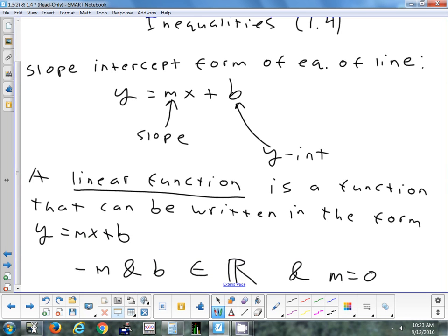Okay, and specifically, I'm going to write this the way the book does. Your slope and your y-intercept have to be real numbers. That's what that symbol means. It means it's an element of, or it's part of the set of real numbers. And your slope cannot equal 0. If your slope equals 0, that's a different kind of equation. We've done some graphing where the slope is 0. That's a horizontal line. A horizontal line is not a linear function, according to the definition in our book. So m and b have to be real numbers, and m is not 0.